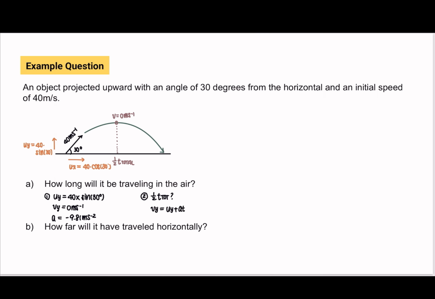We can use v equals u plus at and rearrange this equation to find out the time until the maximum height. For the final answer, we must not forget to multiply the value by 2, since the calculated value is only half of the total time.